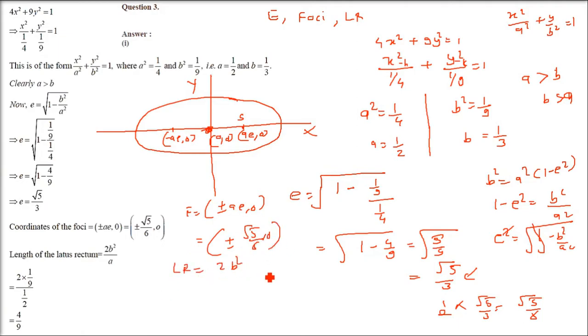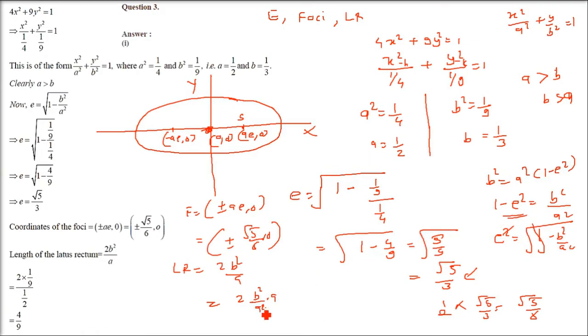The length of the latus rectum is 2b square by a. In the case of horizontal ellipse, 2b square by a, you can write it like this. You don't have to worry about a and b, it is already known. So just put it like this.